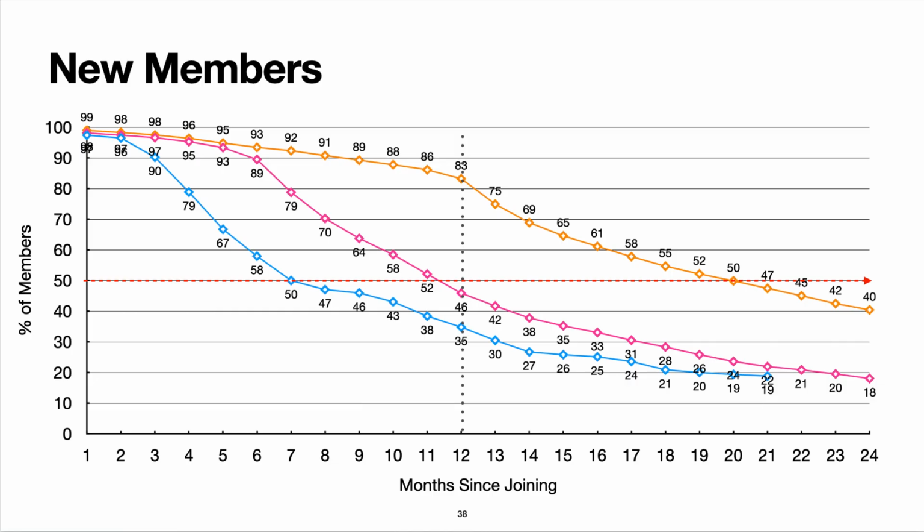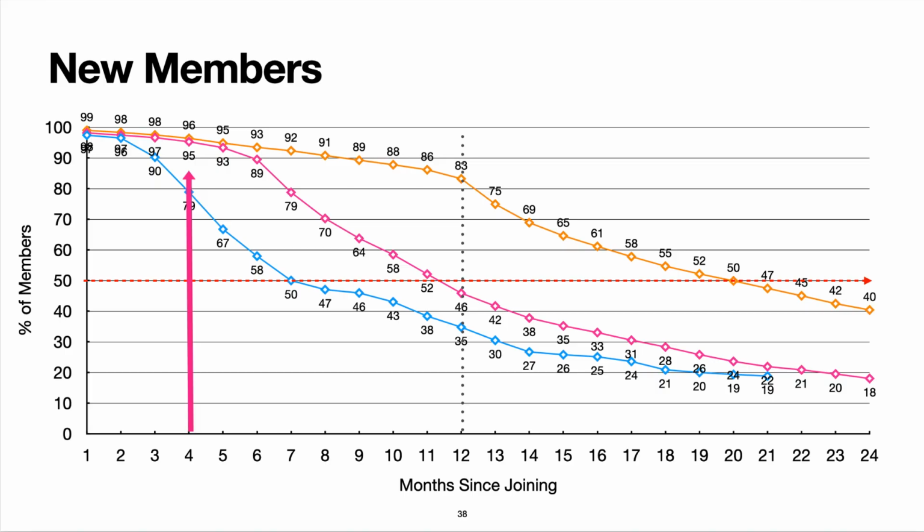Up the vertical axis, you're looking at the percentage of members. For this example, I'm just going to say that each one of those curves represents 100 people. So we can track how long people stay after they've joined. Let's take the blue curve to start with. By month 4, only 79 of the 100 people are still there after 4 months of membership. By the 12-month period, we've only got 35 out of 100, or 35%.